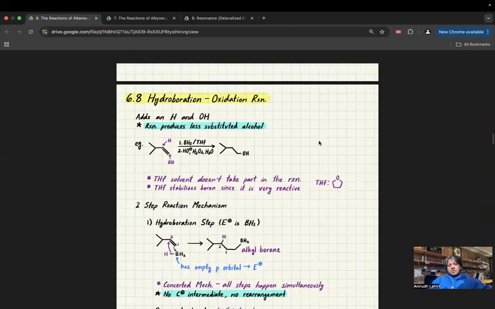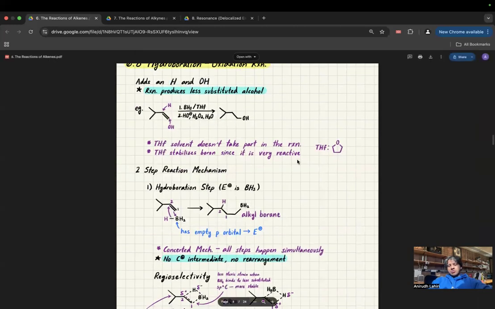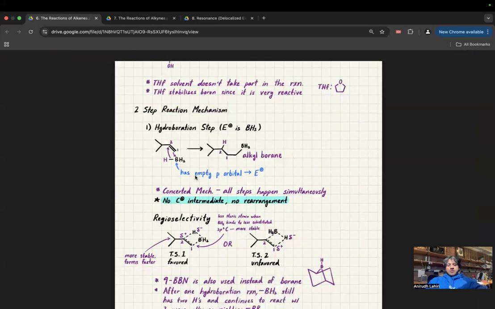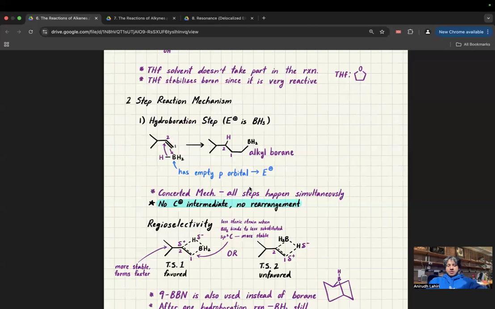Okay, so let's take a look at this. First of all, this is just some notes on the solvent, THF. This THF stands for tetrahydrofuran. I don't know if you'd be asked that, but that's its full name. It's a very useful solvent in practical organic chemistry. Okay, step one. This is a concerted mechanism, so all the steps are happening simultaneously.